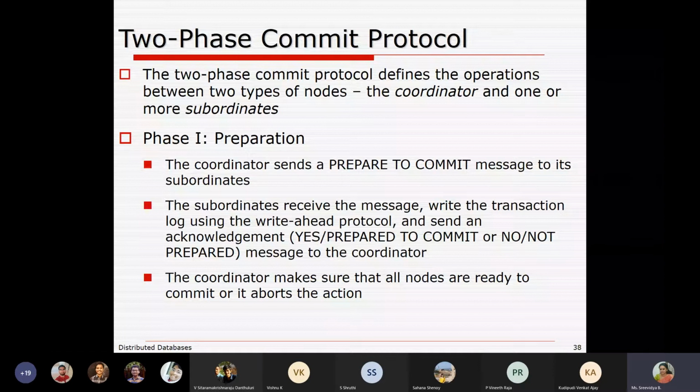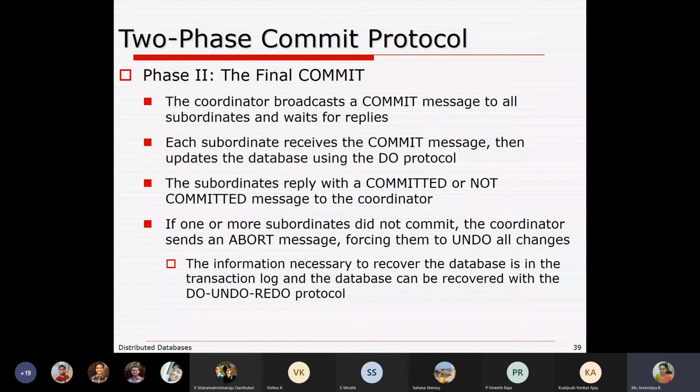That means before performing the actual operations, you do a log entry first. So in phase one, the coordinator asks everybody to get ready to commit. If all of them say yes, it says commit. Then when the commit message is received by the subordinates, they perform the do part. That means databases are updated.